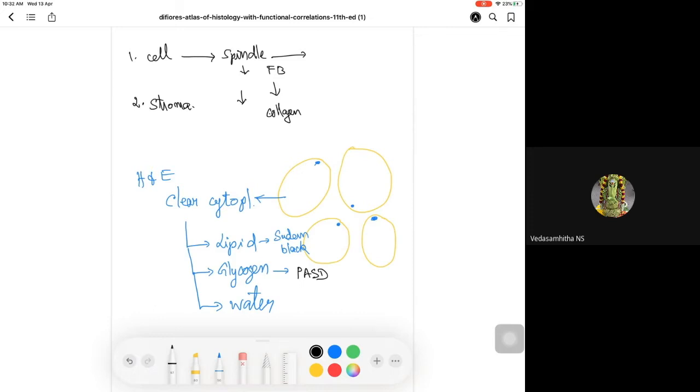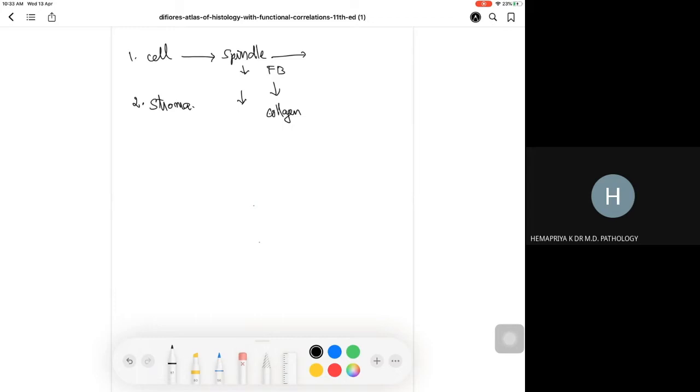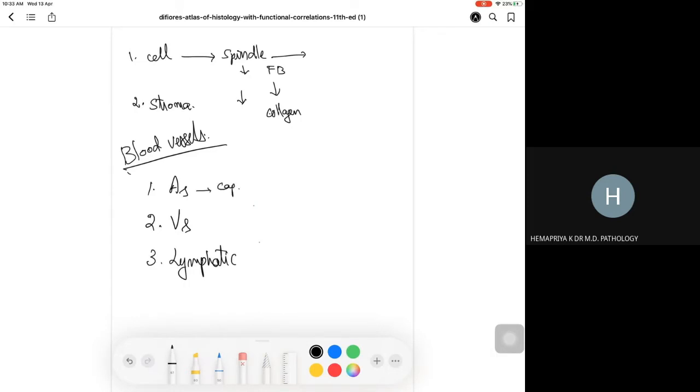Clear cytoplasm. Then blood vessels are another main thing in connective tissue. So we have arteries, veins, and lymphatics. These are the three main things. The smaller arteries we call arterioles, and then capillaries.